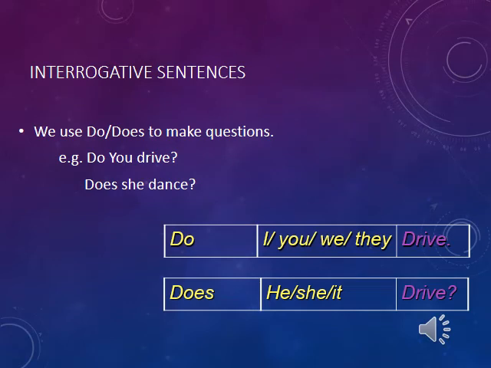Using the previous examples, we have deduced that we have to use do or does along with the base form of the verb in order to make questions. For example, do you drive or does she dance? Here we also have to add a question mark at the end of each sentence.